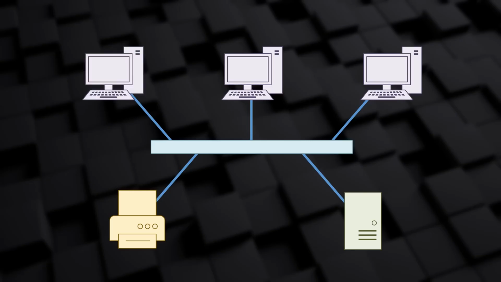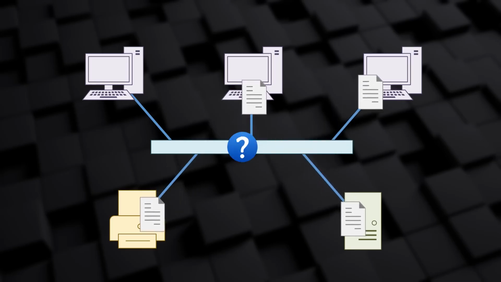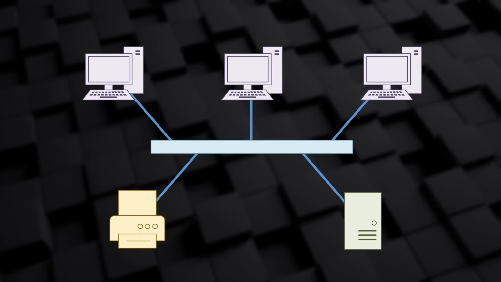Imagine that the computer wants to send a print job to the printer. The printer is network enabled, so the computer can send a print job over the network. The network has several endpoints, so how does the computer know where to send the data? Could it just send a message to everything on the network and hope that the right device knows what to do? Well, this does happen on occasion.